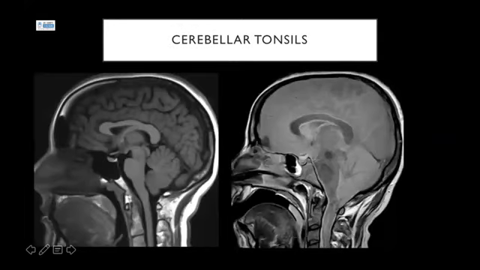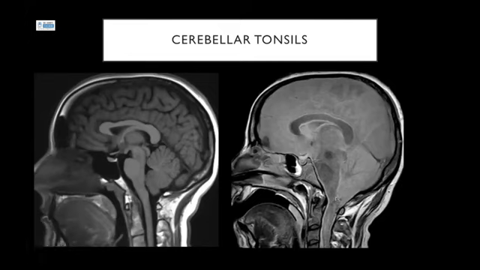So just to mention the cerebellar tonsils because they are clinically relevant. They are bilateral ovoid structures located in the infero-anterior part of the cerebellar hemispheres. So this image on the left is a sagittal T1 image to demonstrate the normal position of the cerebellar tonsils. The image on the right demonstrates tonsillar herniation, i.e. downward displacement of the cerebellar tonsils through the foramen magnum. And this is also referred to as coning.